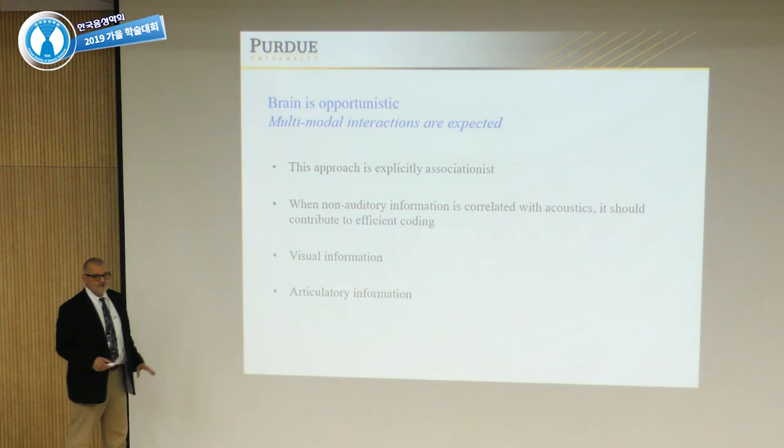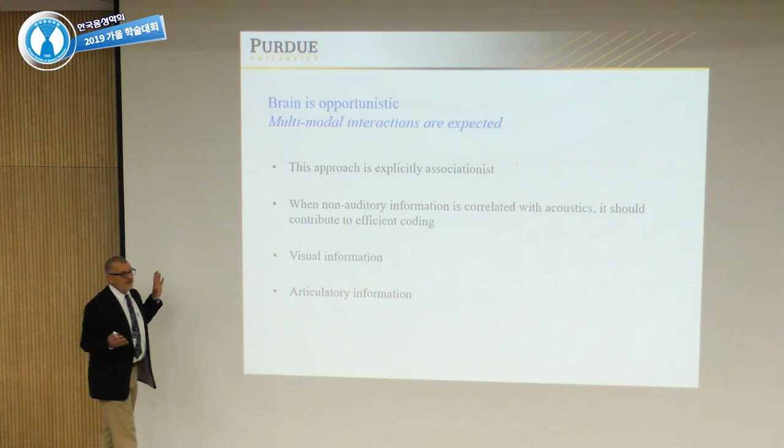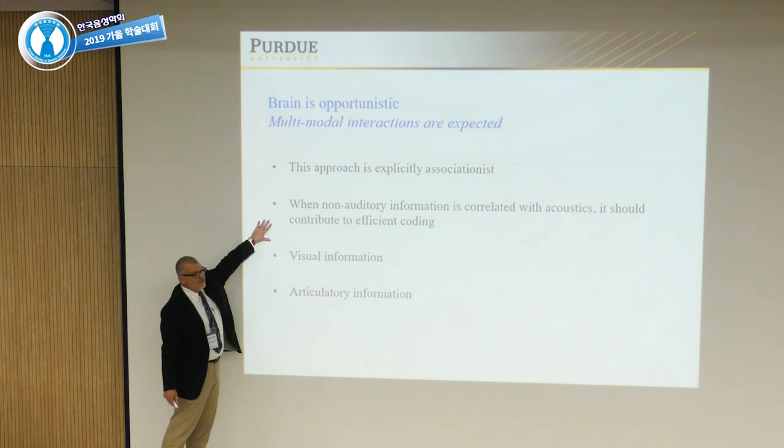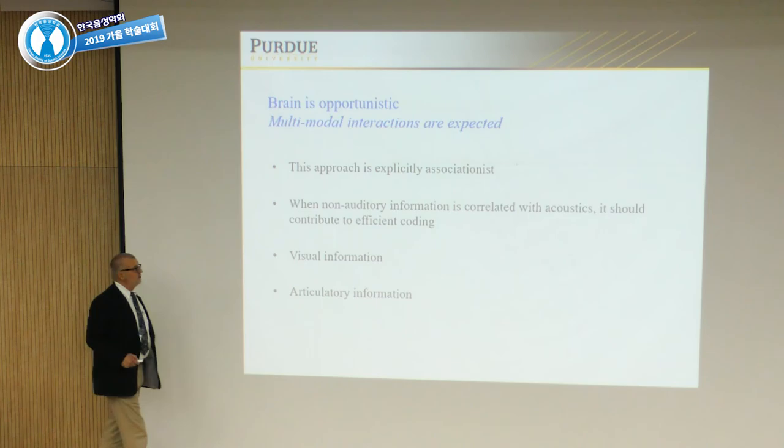Now, we've seen a few examples of using visual information. Well, the brain is opportunistic. Multimodal interactions are expected. So I'm being explicitly associationist. When non-auditory information is correlated with acoustics, it should contribute to efficient coding, whether it's visual information or what your articulators are up to.